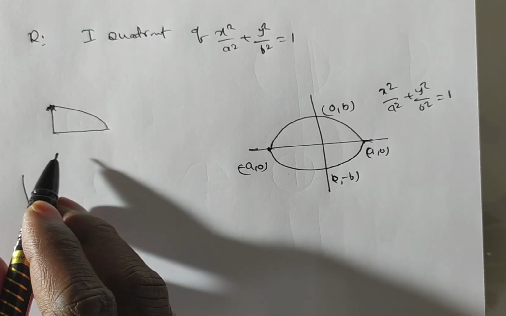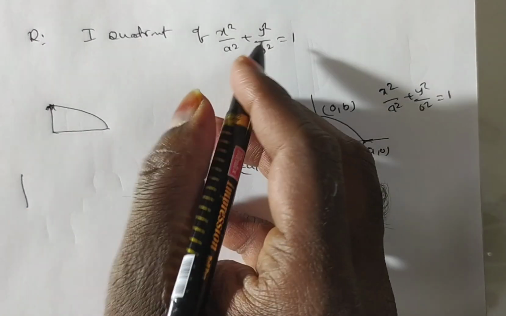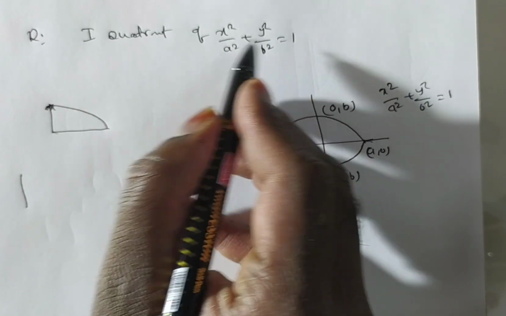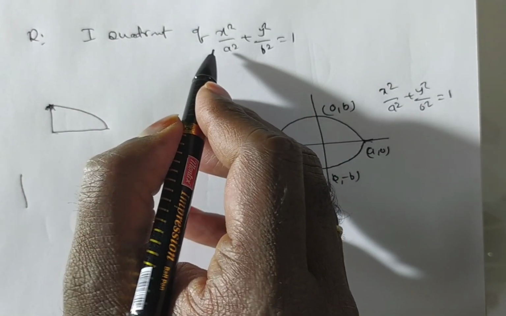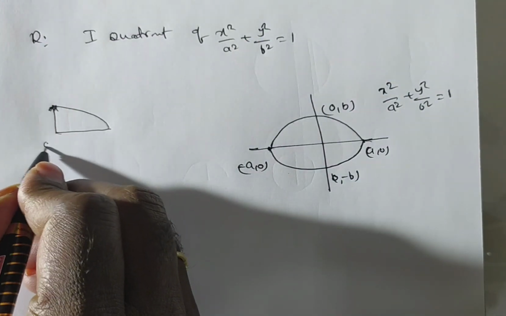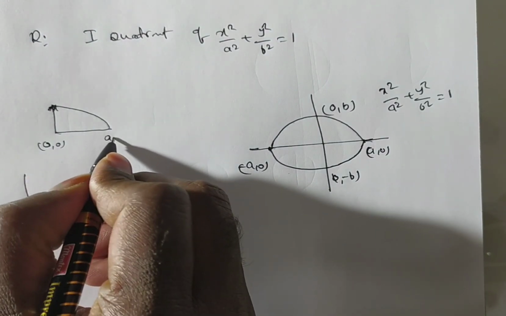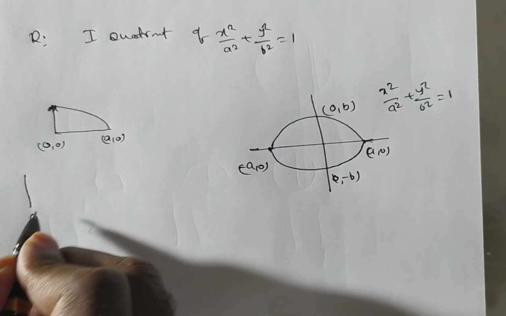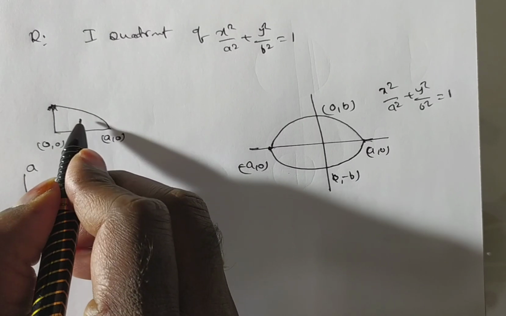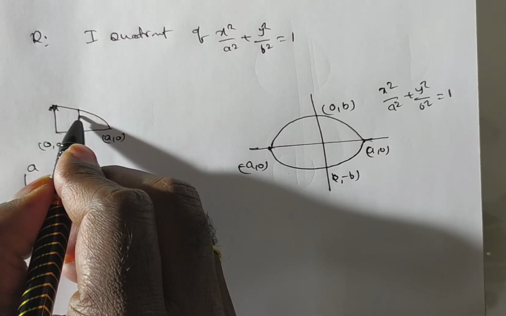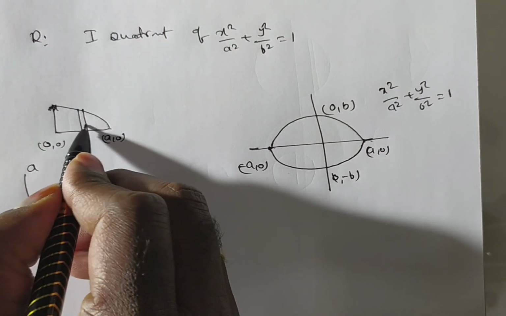If x is independent, then y is 0 for this curve. Y equal to 0 means x square by a square is equal to 1, then x square is equal to a square, then x is plus or minus a. But here you observe it goes from 0 comma 0 to a comma 0 only, so x is from 0 to a. And the y value should be dependent on x only. So draw the strip which is parallel to the y axis.